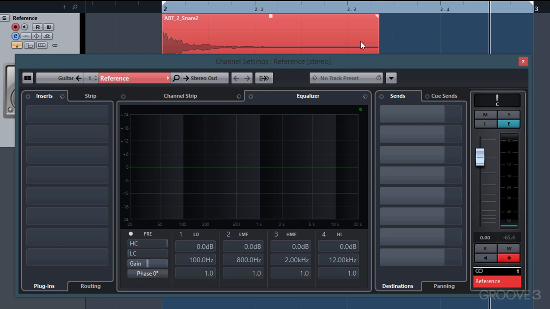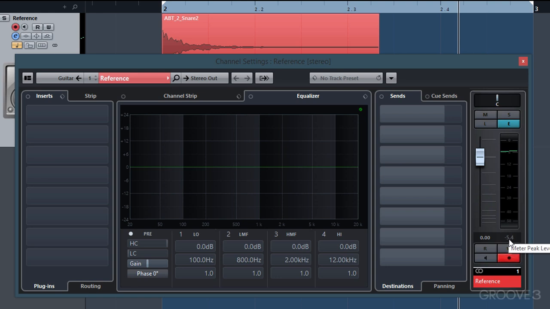The dynamic range is essentially the difference between this lowest value and the highest value. Our highest value was minus 5.4, our lowest value is minus 65.4, and that gives this sample 60 decibels of dynamic range.